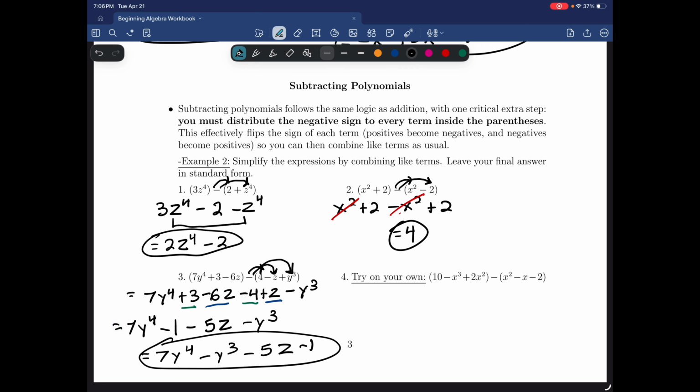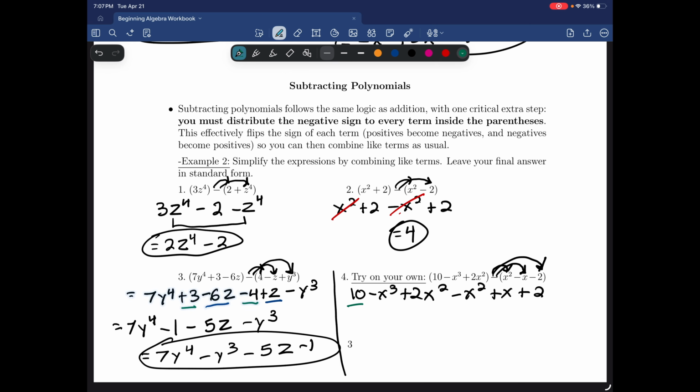Right, so I encourage you to pause the video and work through the final example on your own. And assuming you have gone through it, let's go through this together. So, as always, my first step is to distribute in this negative sign. And when we do that, we get 10 minus x cubed plus 2x squared minus x squared plus x plus 2. Now let's identify our like terms.